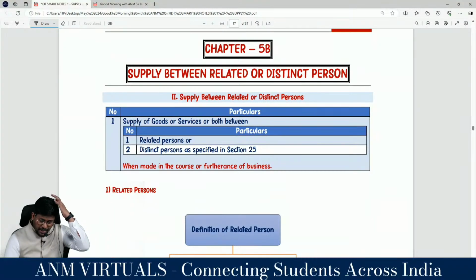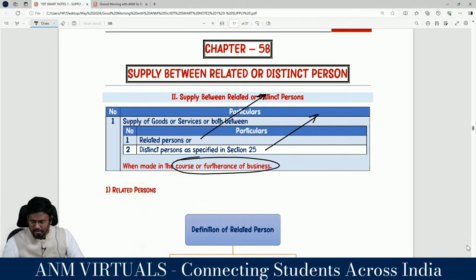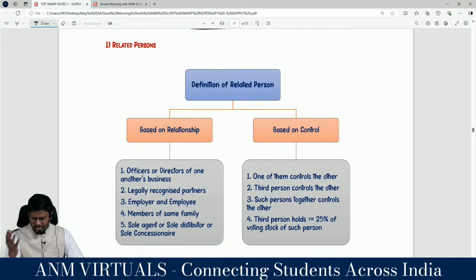Do you appreciate that? Supply of goods or services or both between related persons or distinct persons as specified in section 25 when made in the course or furtherance of business is a deemed supply. Correct? So we have to see what is the definition of related person. The definition of related person is classified based upon relationship and based upon control. Based upon relationship, 5 types: officers or directors of one another's business, legally recognized partners, employer and employee, members of the same family, sole agent, sole distributor, sole concessionaire of the other.